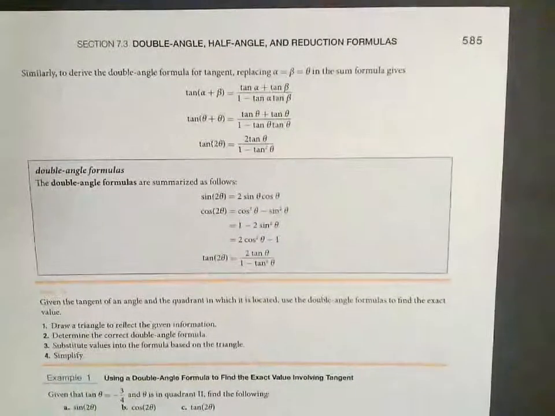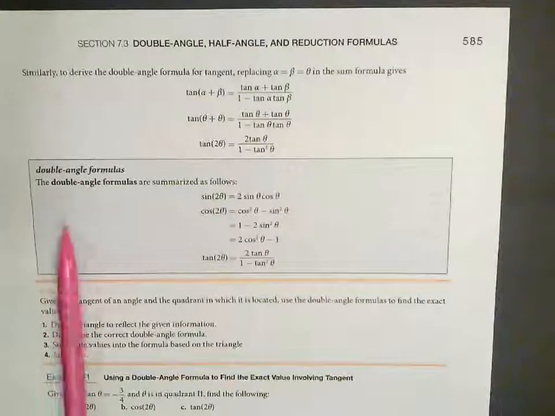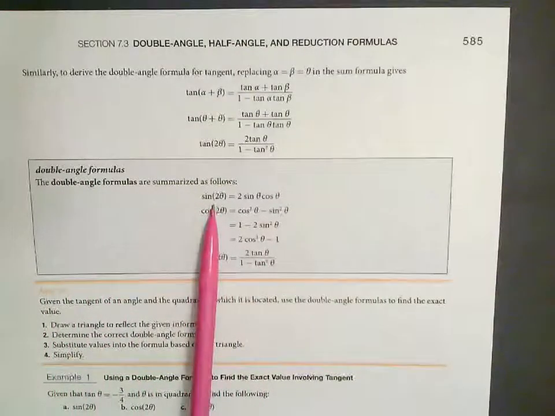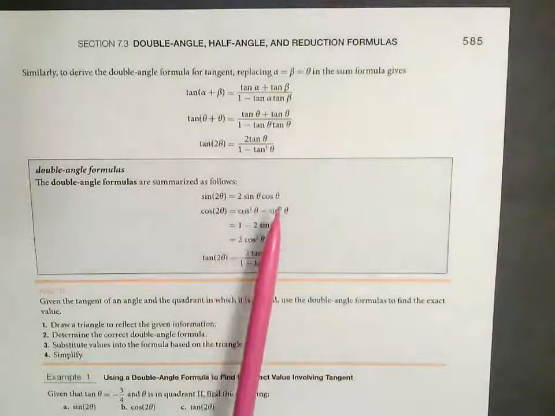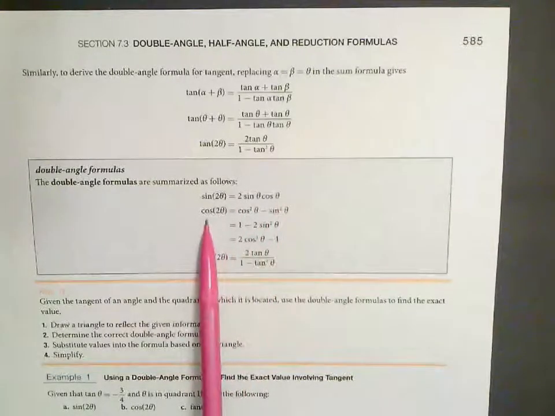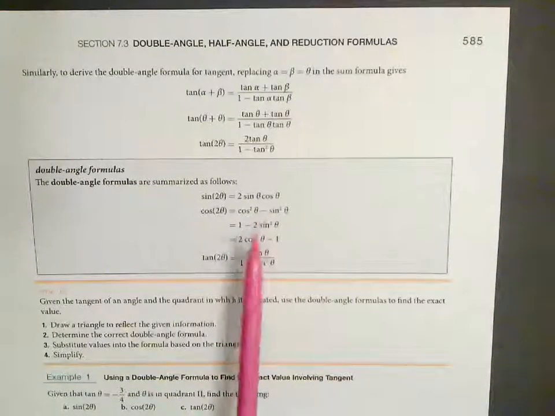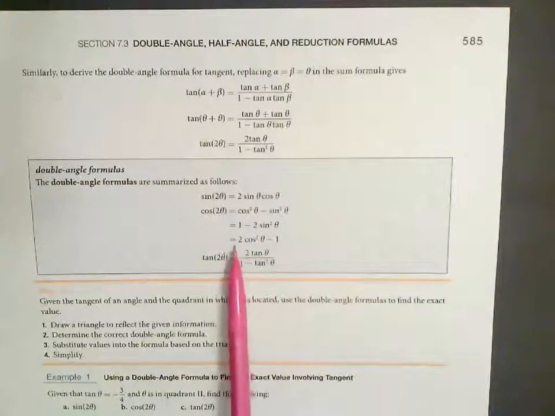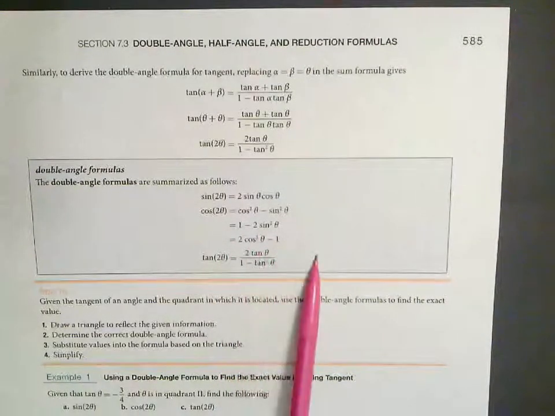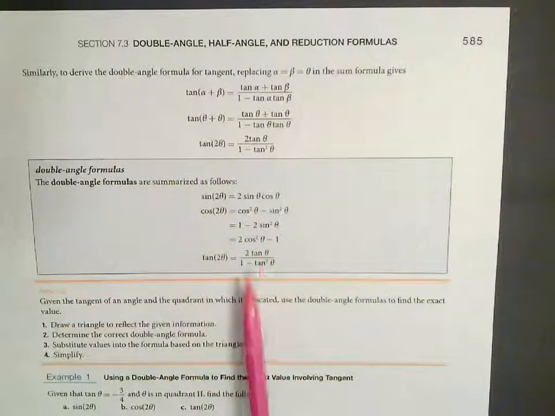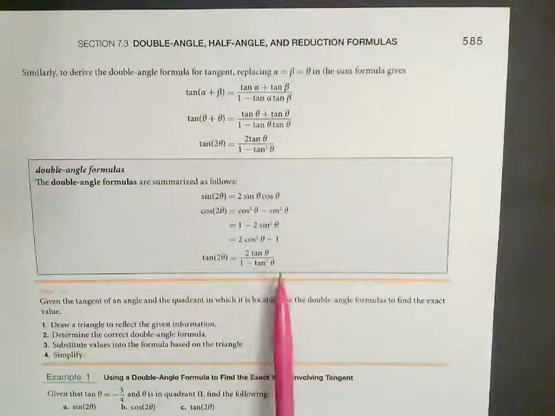In our ebook on page 585, we have the double angle formulas. The sine of 2 theta is equal to 2 times the sine of theta times the cosine of theta. The cosine of 2 theta is cosine squared of theta minus sine squared of theta, or 1 minus 2 times the sine squared of theta, or 2 cosine squared of theta minus 1. The tan of 2 theta is 2 tan theta divided by 1 minus tan squared theta.